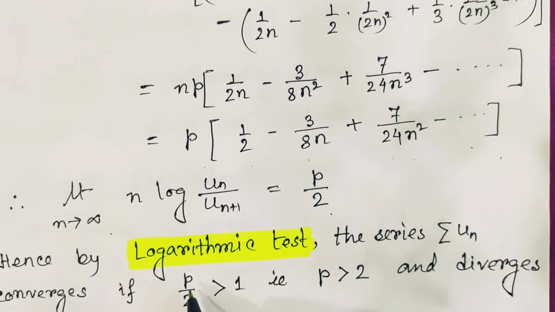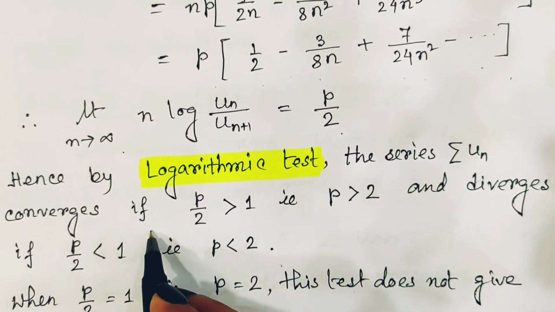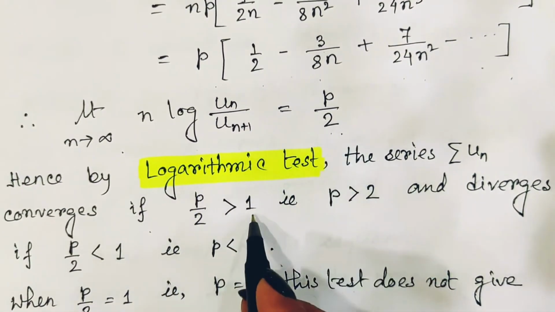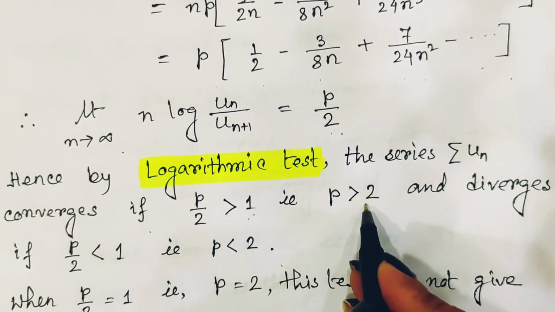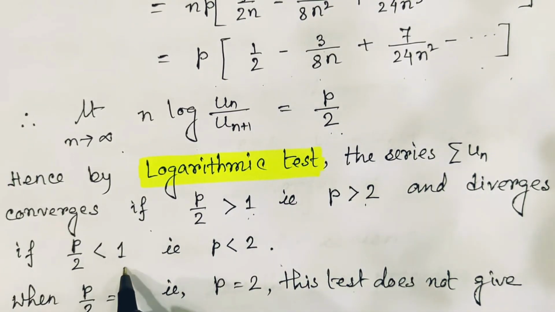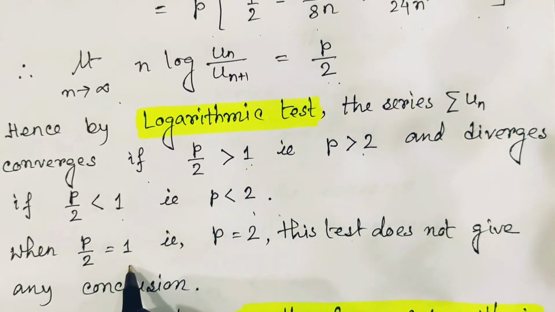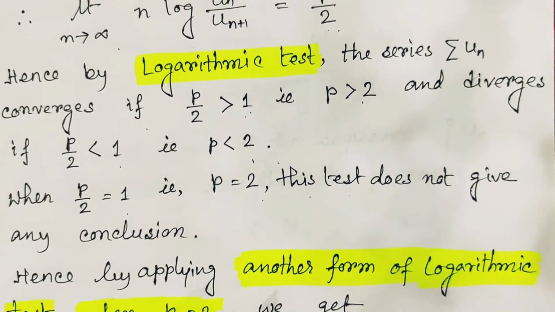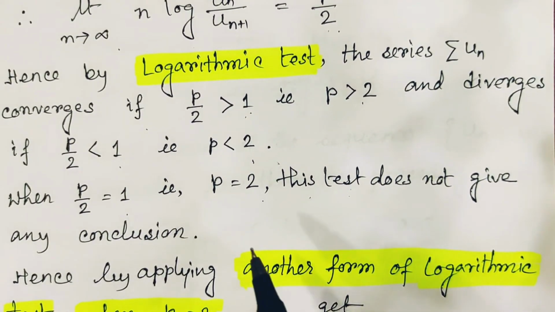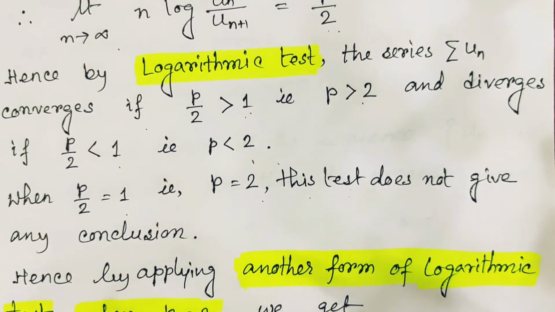So hence, by the logarithmic test, what will we find? The series is convergent if this p by 2 is greater than 1, that means p is greater than 2, and diverges if p by 2 is less than 1, that is p less than 2. And definitely when p by 2 is equal to 1, that means p is equal to 2, this does not give any conclusion, that means the test fails. So by the logarithmic test, when p value is 2, the test doesn't give us any particular conclusion.